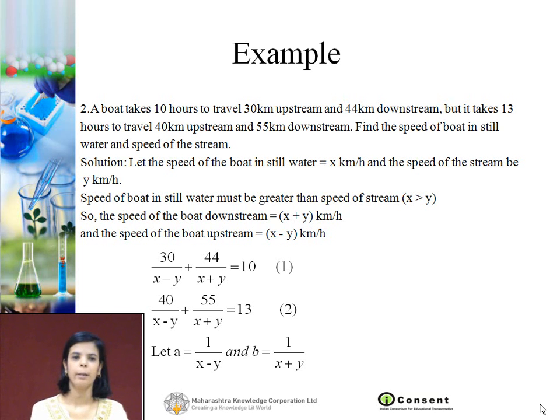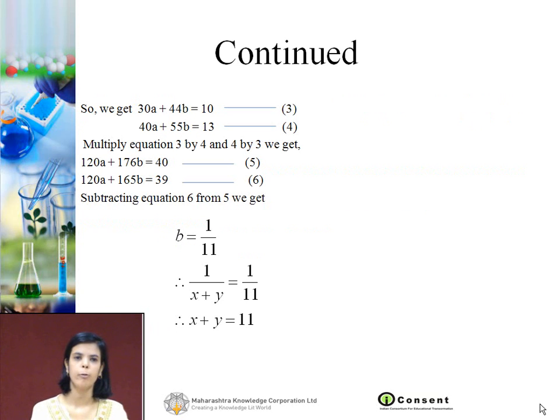30 upon x minus y plus 44 upon x plus y is equal to 10 and 40 upon x minus y plus 55 upon x plus y is equal to 13. We get these two equations. Let a is equal to 1 upon x plus y and b is equal to 1 upon x minus y. We get 30a plus 44b is equal to 10 and 40a plus 55b is equal to 13.